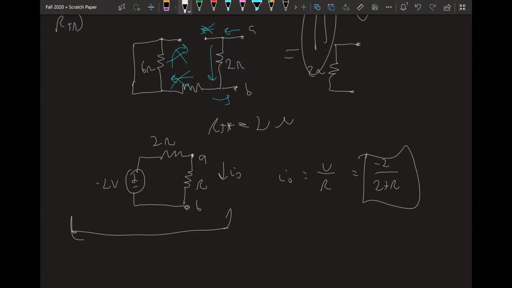And then Thevenin equivalents become more important in electronic circuits when you're looking for equivalent circuits across transistors and stuff like that, but it's good to know it now.